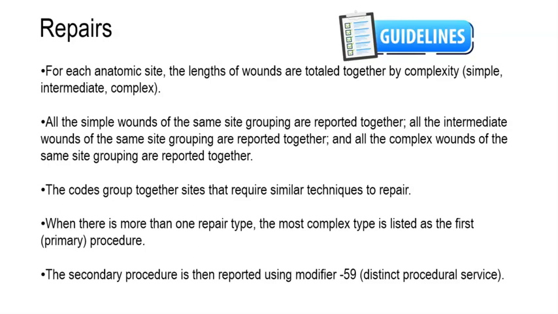When there is more than one repair type, the most complex type is listed as the first, or the primary procedure. The secondary procedure is then reported using modifier 59 for distinct procedural service.